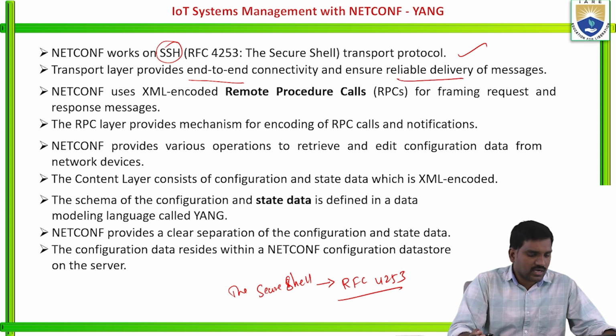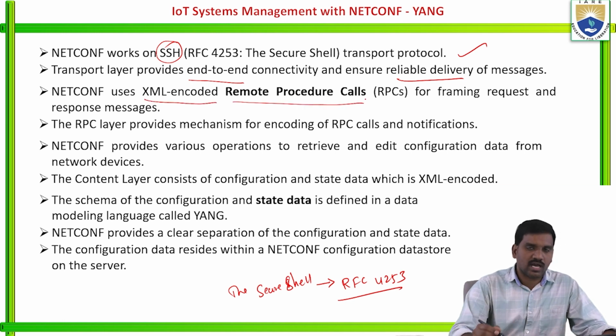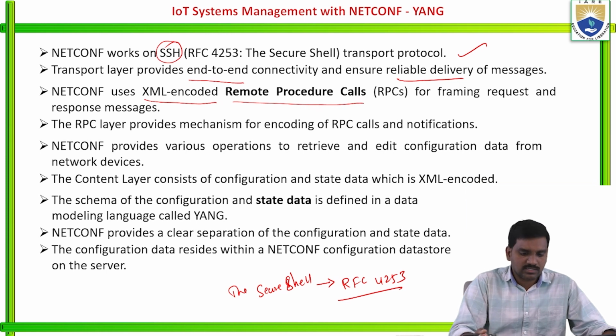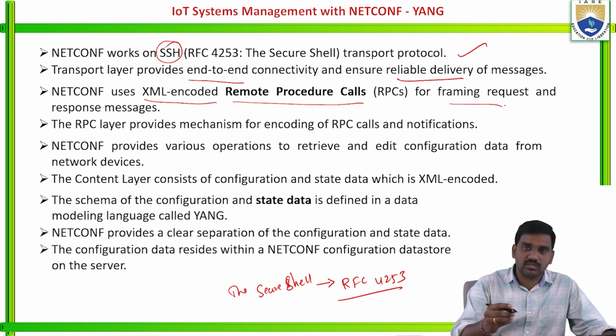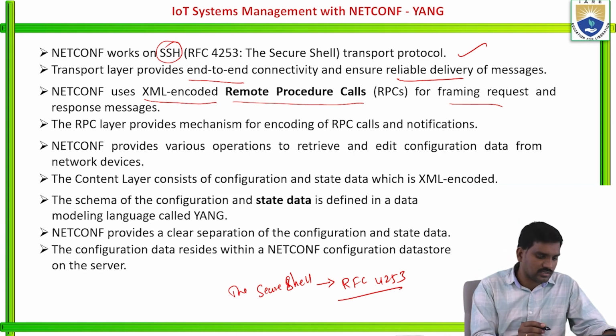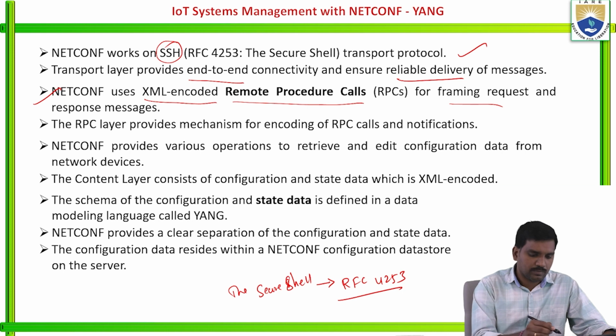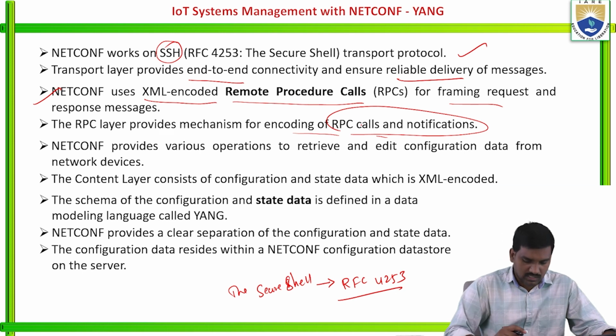Next, network configuration uses XML encoded remote procedure calls, RPC, for framing request and response messages. So it can frame the request and send the response to each and every request to the clients. This is the third point. Next, the RPC layer, the remote procedure call layer, provides a mechanism for encoding of RPC calls and notifications, as we mentioned in the diagram here.